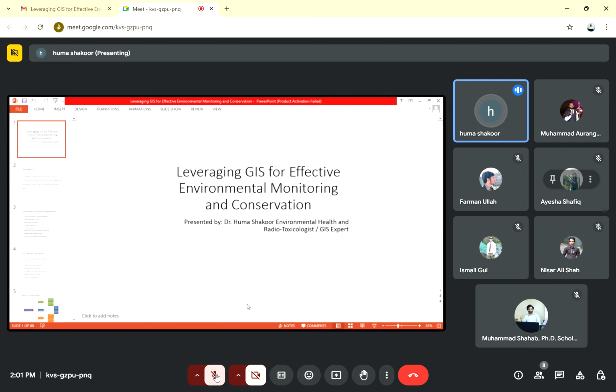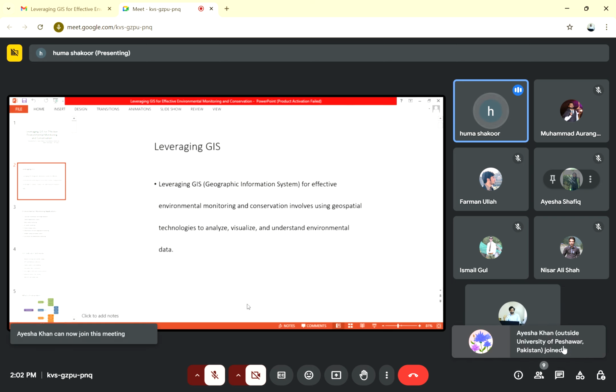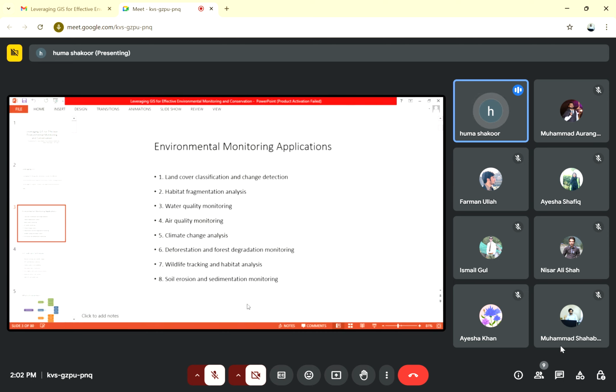My topic of presentation is leveraging GIS for effective environmental monitoring and conservation. You know that the environment is very, very important for us. Leveraging GIS, Geographic Information System, for effective environmental monitoring and conservation involves using geospatial technology to analyze, visualize, and understand environmental data. So it is very important that we know about the environment and what applications we are using to monitor the impact of these parameters.